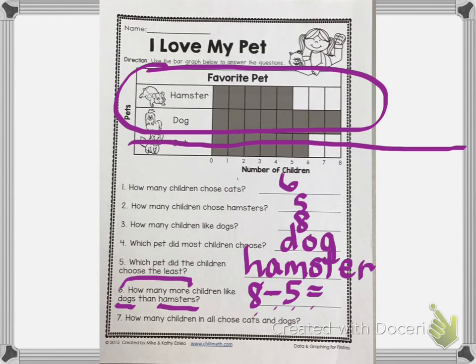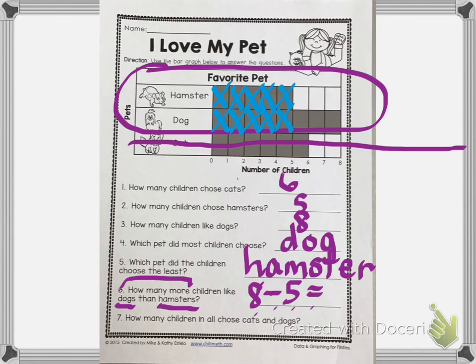Hamster and a dog. I'm going to cross off one square, which represents one child that likes a hamster, or one child that likes a dog. I'm going to cross off one at a time, okay? But each time I cross off a hamster, I'm going to cross off a dog. Because they have to be the same, because we're comparing them. Okay? I'm going to cross off a hamster and a dog. And I'm going to keep doing that until I run out of one or the other. Making sure that I cross off each one. Okay? When I cross off one, I cross off the other.